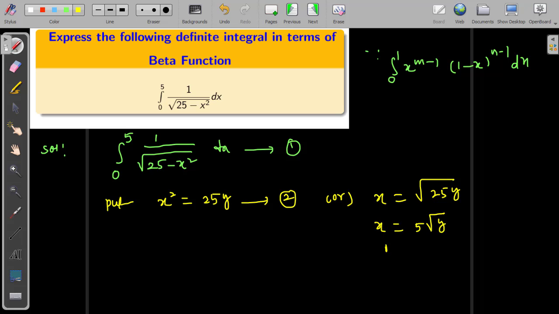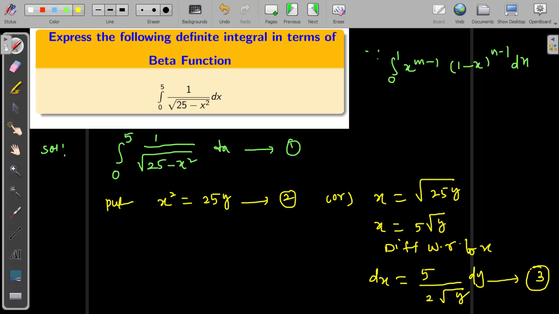So again differentiate with respect to x. The x derivative here is actually 1, and on the right side you will get dy by dx. I am writing directly dx equal to 5 times root y derivative, 1 by 2 root y, into dy. This is the idea of differentiation. Let us mark this as equation number 3, or you can suppose 2.1.